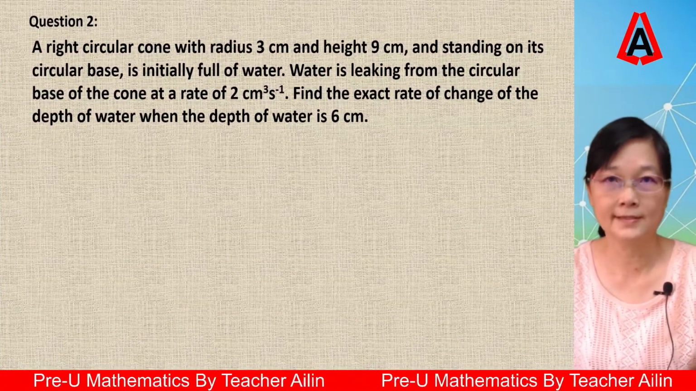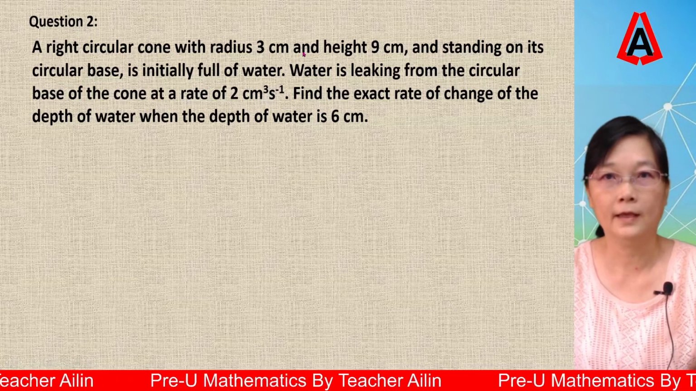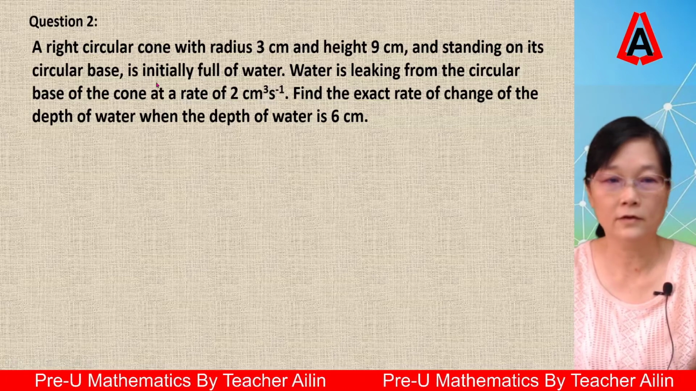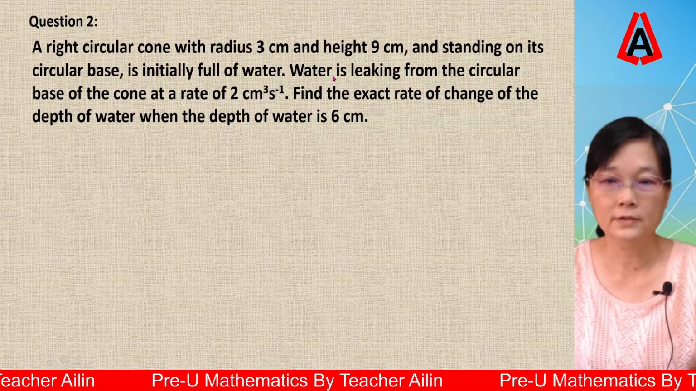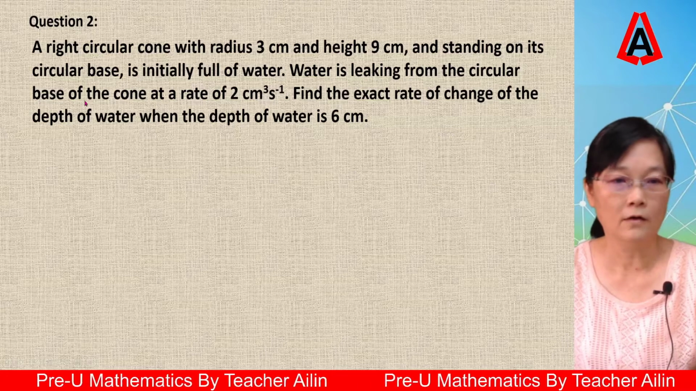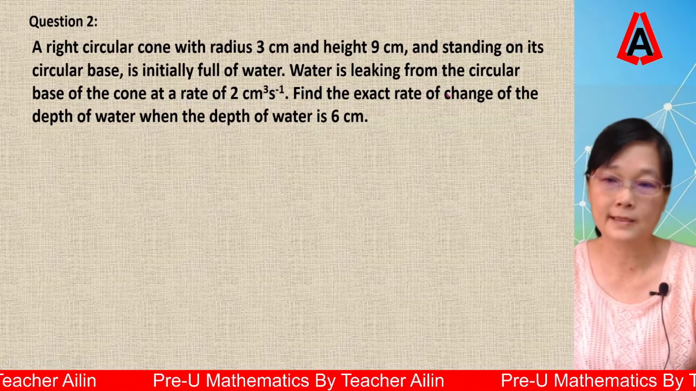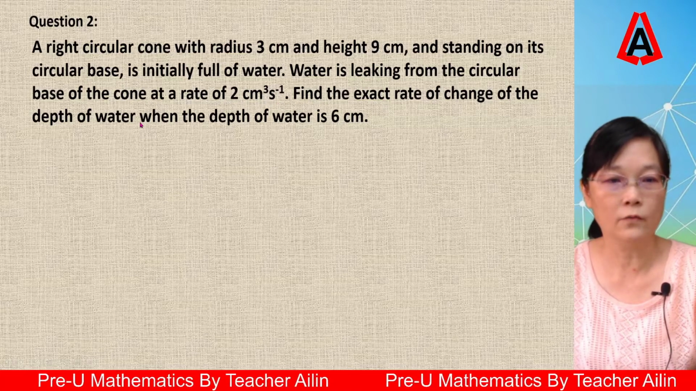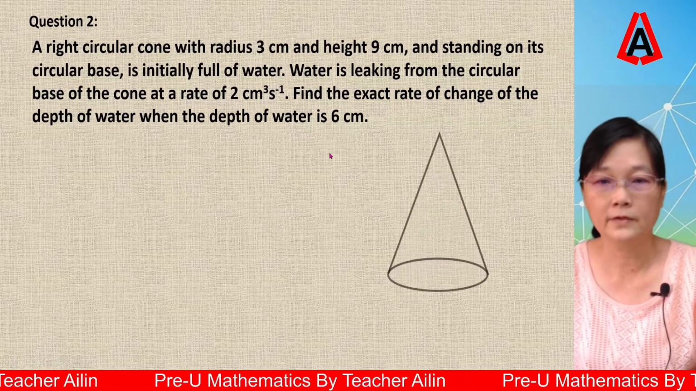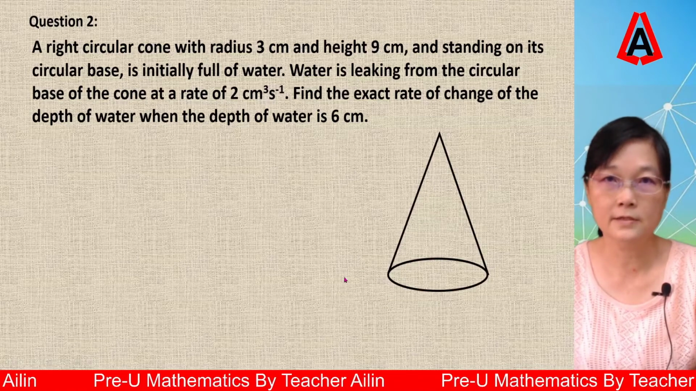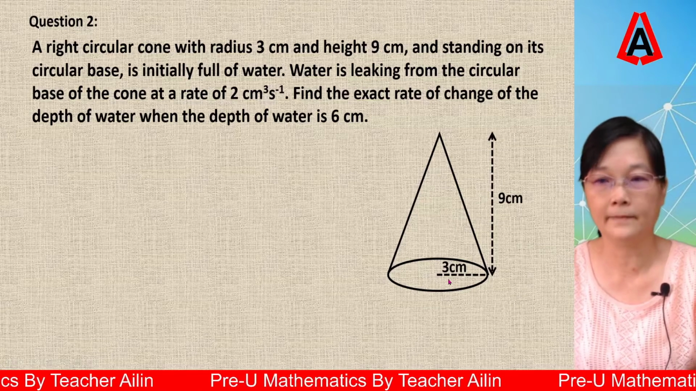Now we proceed to the second example. A right circular cone with radius 3 cm and height 9 cm and standing on its circular base is initially full of water. Water is leaking from the circular base of the cone at the rate of 2 cm cubed per second. Find the exact rate of change of the depth of water when the depth of water is 6 cm. So from the question we know that the radius of the base of the cone is 3 cm and the height is 9 cm.